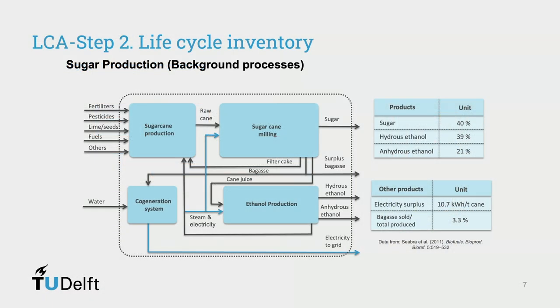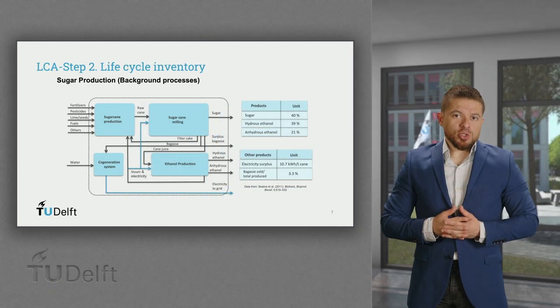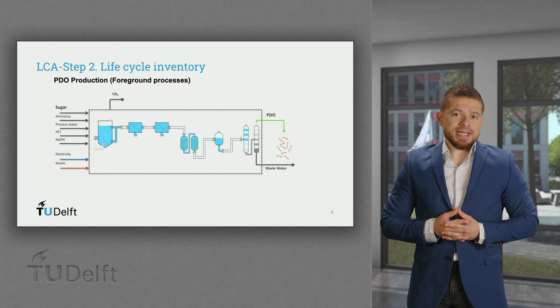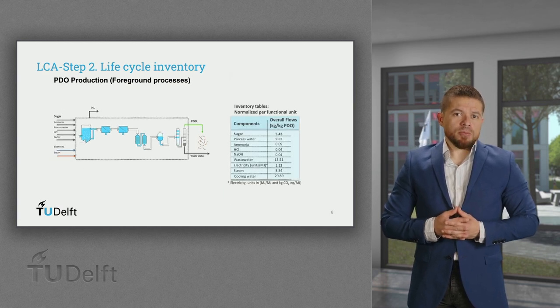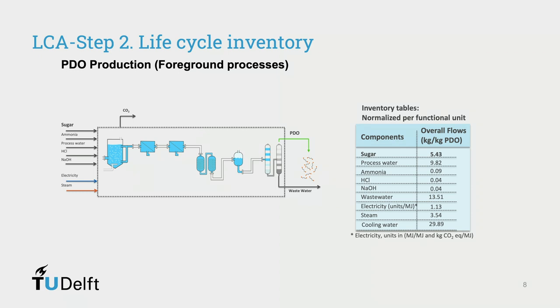The second option is to allocate the environmental impacts by partitioning based on physical relationships like mass or energy allocation. The authors of the LCA study for the Brazilian sugarcane industry used the second option. They also analyzed the effects of the energy and economic allocation on the LCA results. The mass and energy balances obtained in the technical feasibility analysis are then used to complete the normalized inventory tables. For example, here we can see all inputs used and the wastewater generated per 1 kilogram of PDO produced, as discussed in week 3.